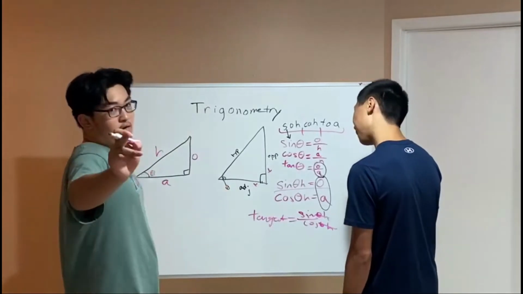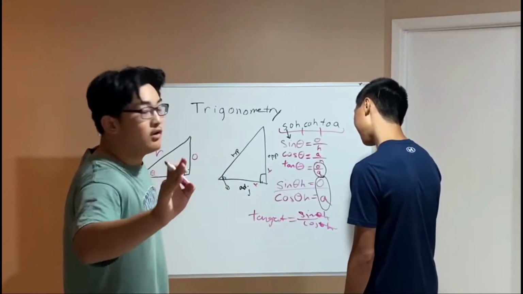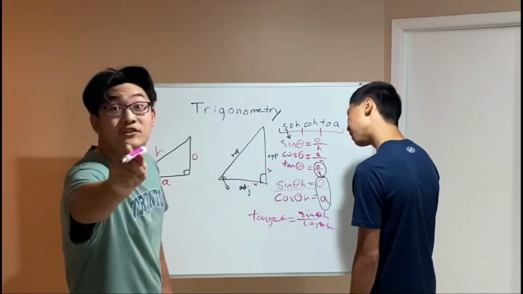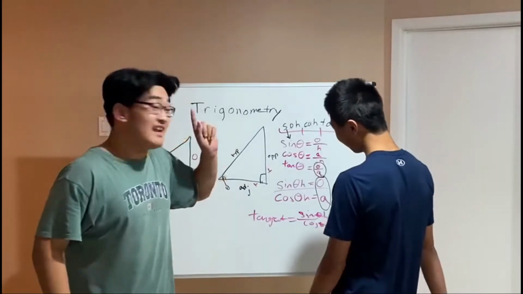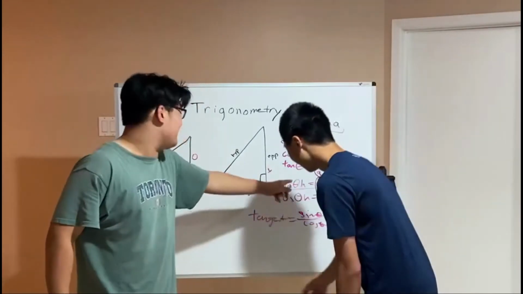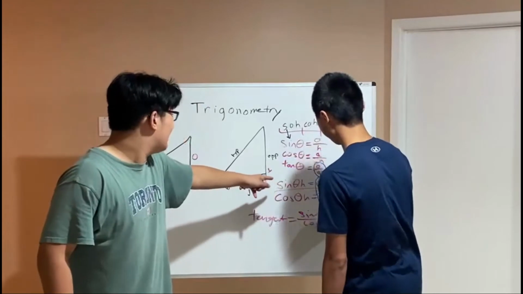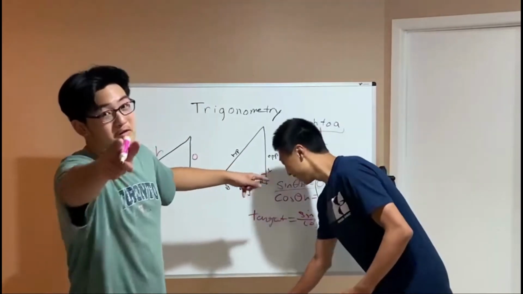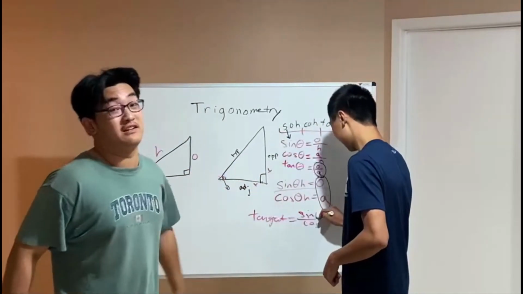Okay, we're going to give you a unit circle time. Pretend as if H disappeared. What if H was 1? Well, we're going to show you what happens when H is 1.